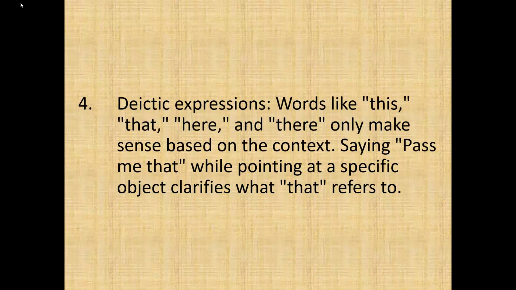Saying "pass me that" while pointing at a specific object clarifies what "that" refers to. Maybe you are having tea with some snacks in a restaurant, and the sauce bottle is with one of your friends, so you ask the person, "Pass me that," pointing at the sauce bottle. There it is the bottle of sauce. But you can say "that" about something else also. So the meaning of these deictic expressions such as this, that, here, there totally depends on context.